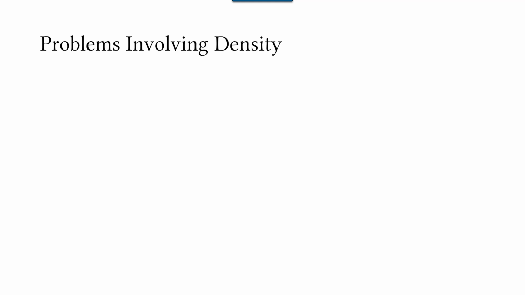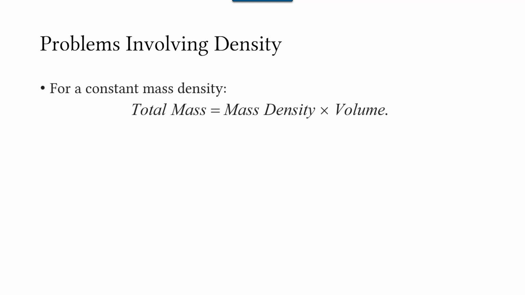There are lots of different kinds of density. We're going to start with problems that involve what we call a mass density. So that would be something like kilograms per cubic meter. Now, if we're dealing with a mass density, we could figure out the total mass of a figure by taking the mass density and multiplying it by volume. That's assuming that the density is constant throughout the figure.